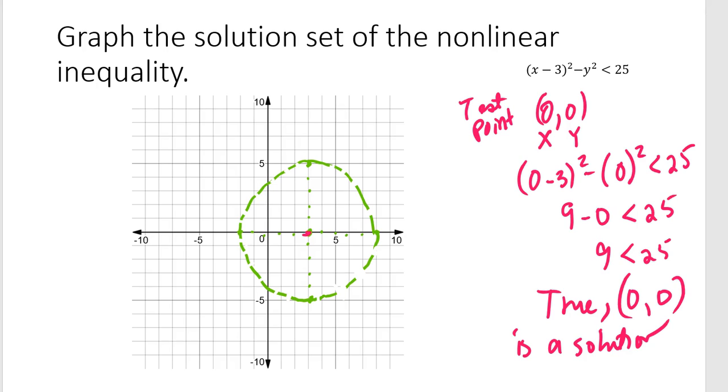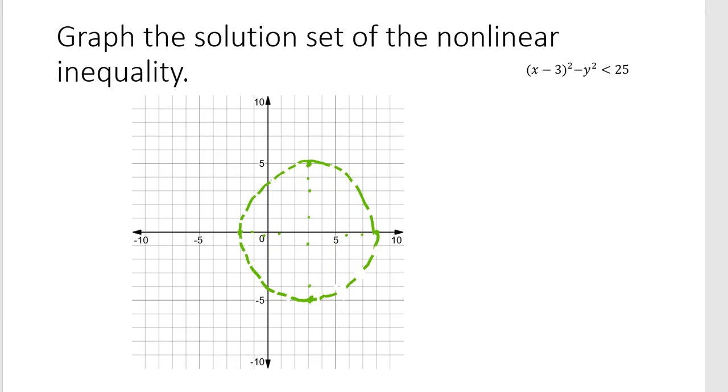Now, the way this works is it's going to be all or none. So it's going to either be all the inside or it's going to be none of the inside. And in that case, it would be the outside. So this will be our solution for this inequality.